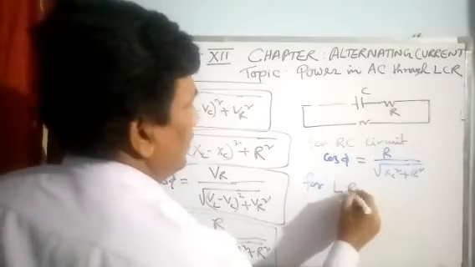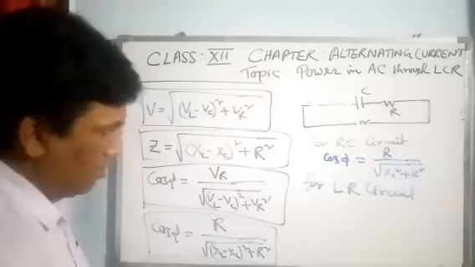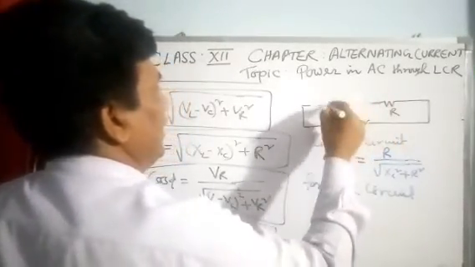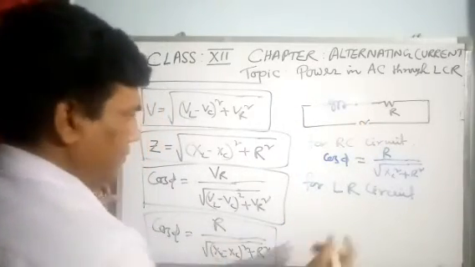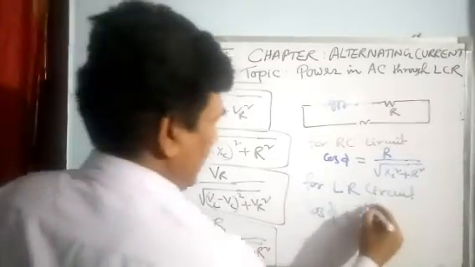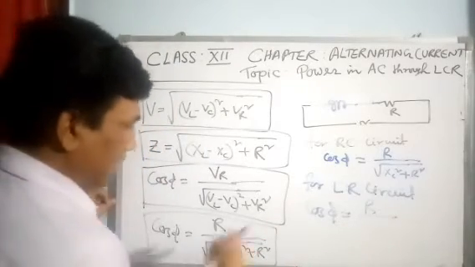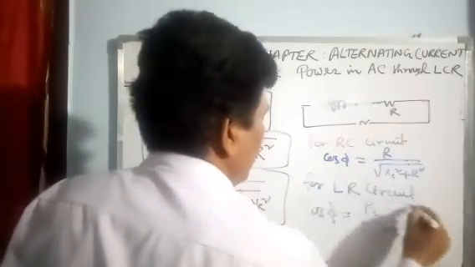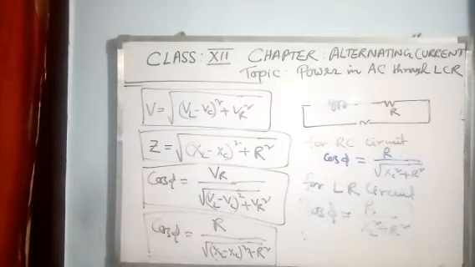For the LR circuit, say C is not there. This figure will become C is not there and L is there. So the expression will become cos phi equals R upon square root of XL square plus R square. Are you getting? They will have some value. They are not zero. Are you getting your point? They will have some value.